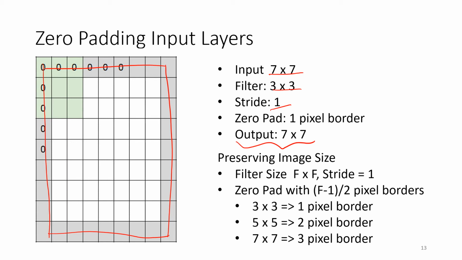In general, if we have a filter of size F with stride 1, we need to zero pad with (F minus 1) divided by 2 pixels to preserve the output size. For example, if we have a filter of size 3, we need 1 pixel of zero padding. If the filter is 5, we need 2 pixels of zero padding, and if the filter is 7, we need 3 pixels of zero padding.